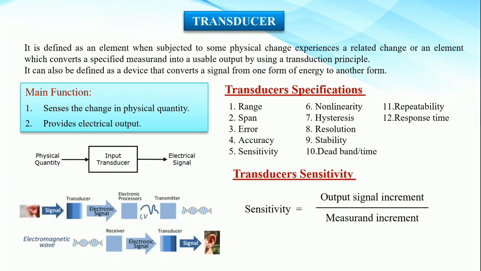A transducer also performs some functions of an electronic instrument system, like detecting or sensing the presence, magnitude and change in the physical quantity which is going to be measured. Then it provides a proportional electrical output signal. If you see the figure drawn here, the input transducer takes the physical quantity value and transforms it into the electrical signal.